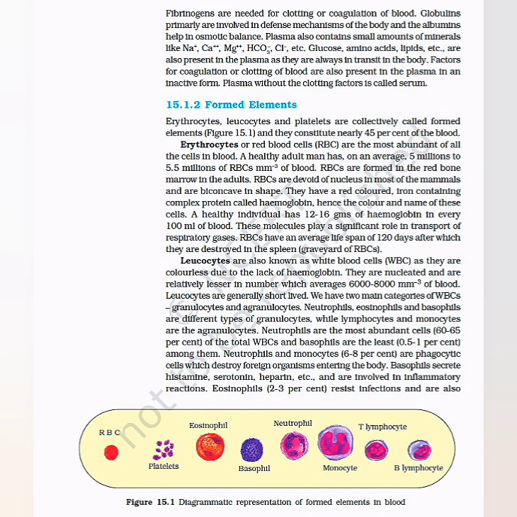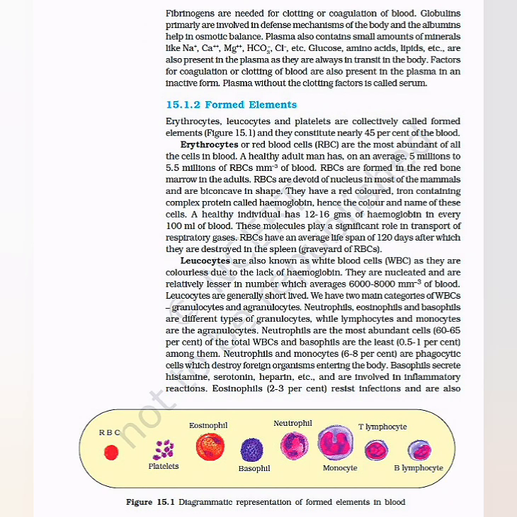RBCs have an average lifespan of 120 days, after which they are destroyed in the spleen, that is, the graveyard of RBCs. Leukocytes are also known as white blood cells, WBC, as they are colorless due to the lack of hemoglobin. They are nucleated and are relatively lesser in number, which average 6,000 to 8,000 per cubic millimeter of blood. Leukocytes are generally short-lived. We have two main categories of WBCs: granulocytes and agranulocytes. Neutrophils, eosinophils, and basophils are different types of granulocytes, while lymphocytes and monocytes are the agranulocytes.